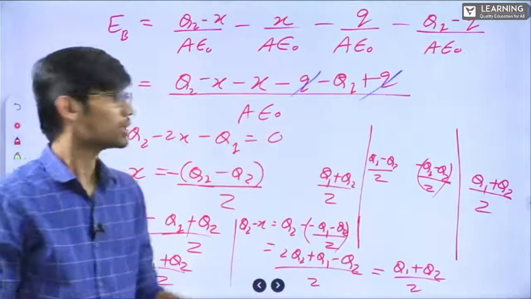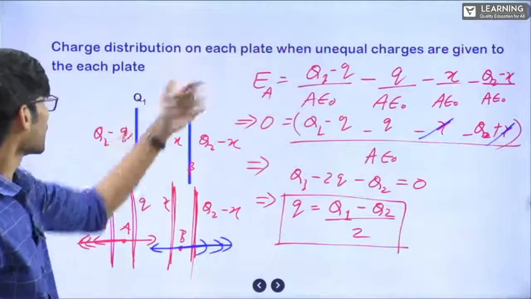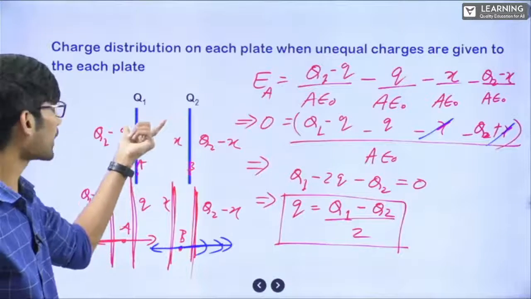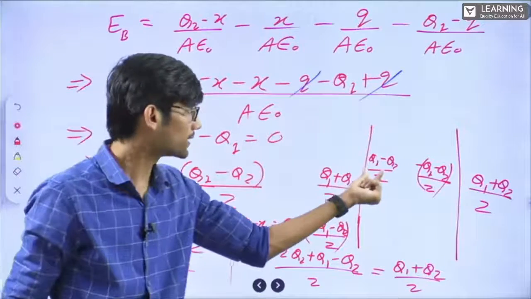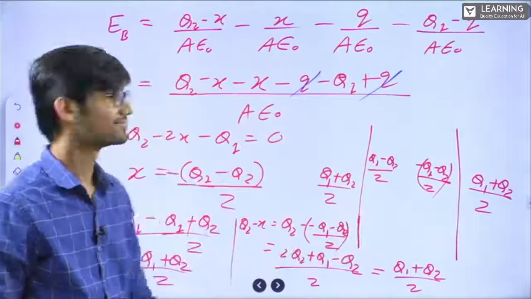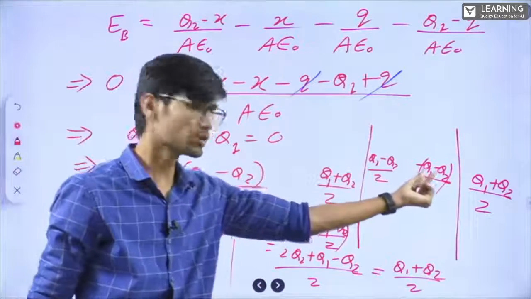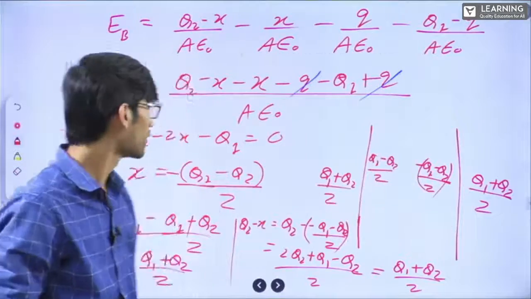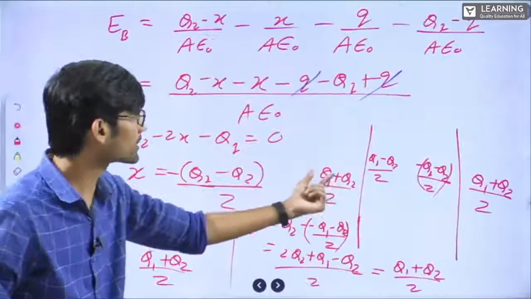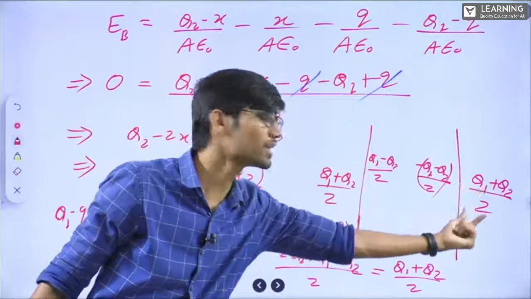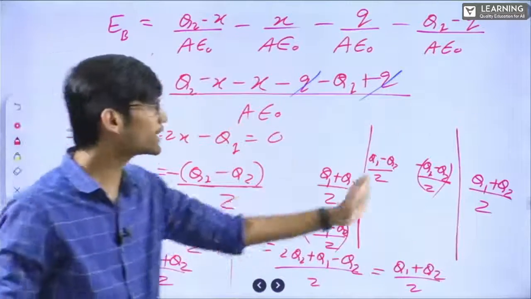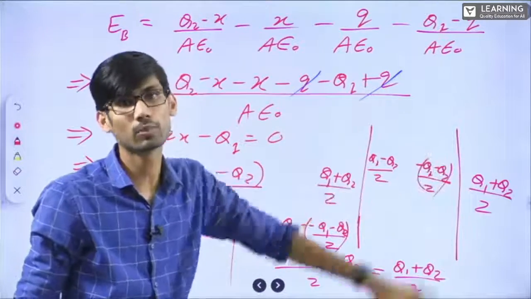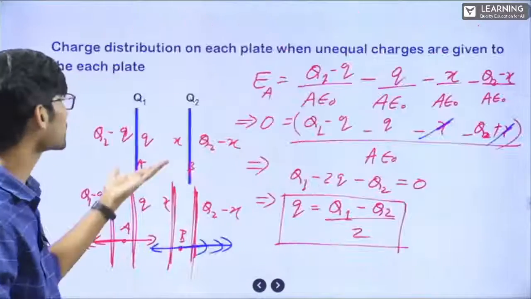I hope you got this. So whenever unequal charges are given, see here what happened inside, the difference of the charges by 2, Q1 minus Q2 by 2. This is also Q1 minus Q2 by 2 with a negative sign because the charges should be equal and opposite. And outside, if you see, the sum of the charges divided by 2. Both. So outside it will be same. Inside equal and opposite. Okay. Like this it will be distributed.